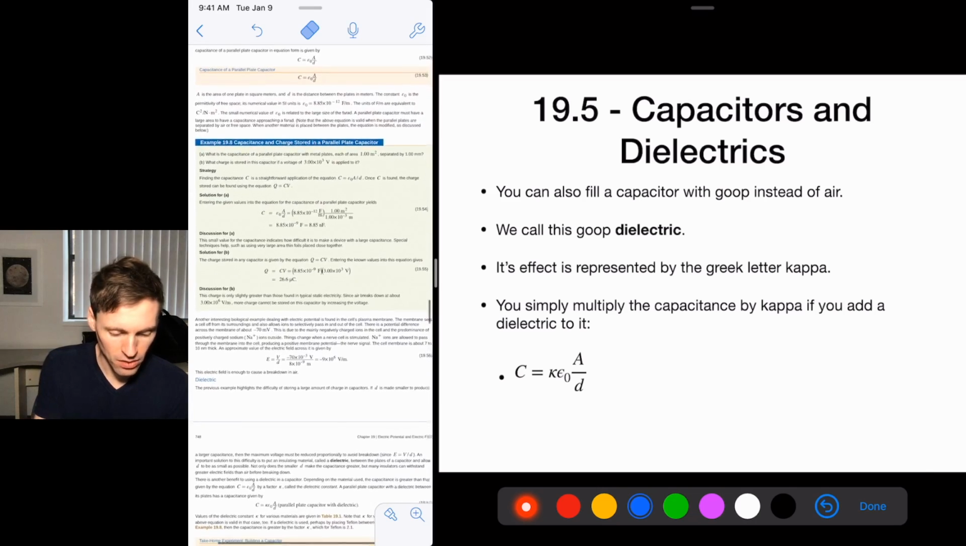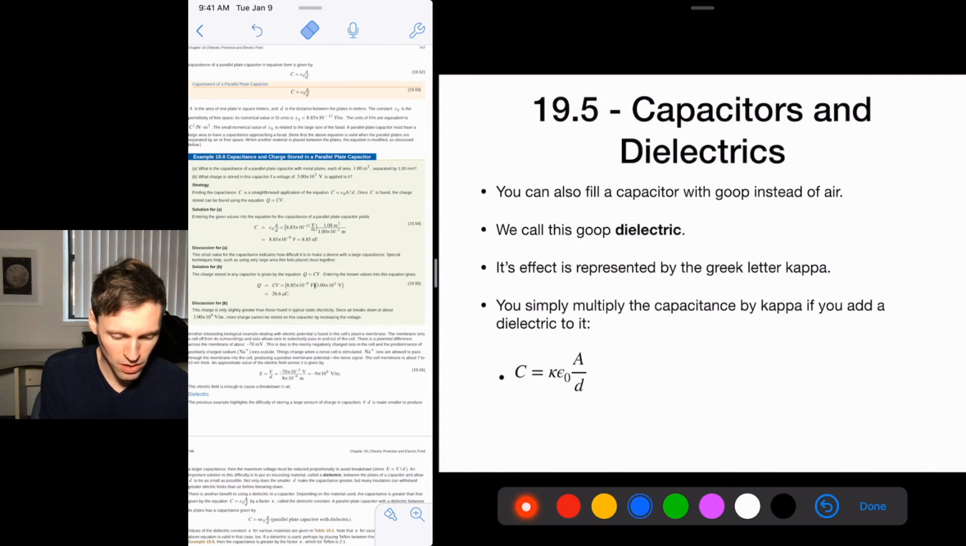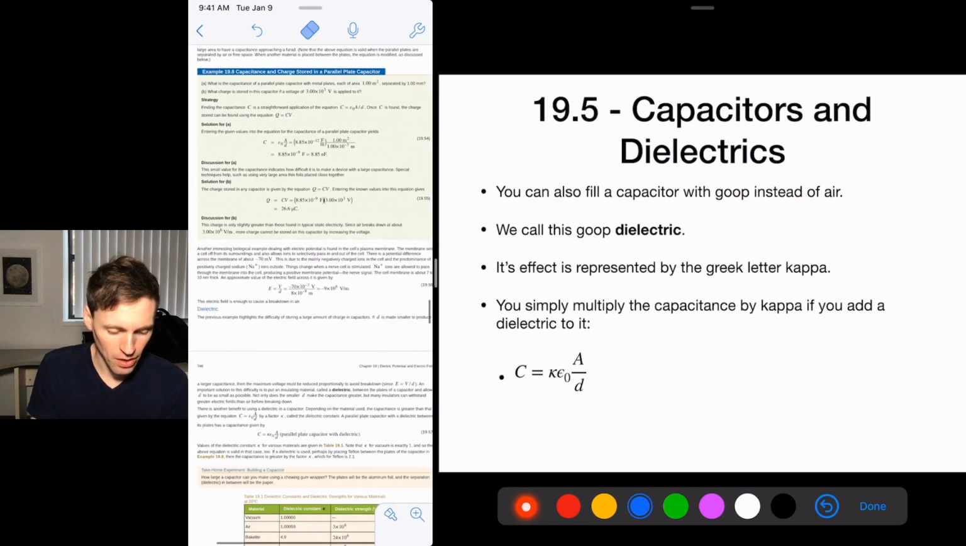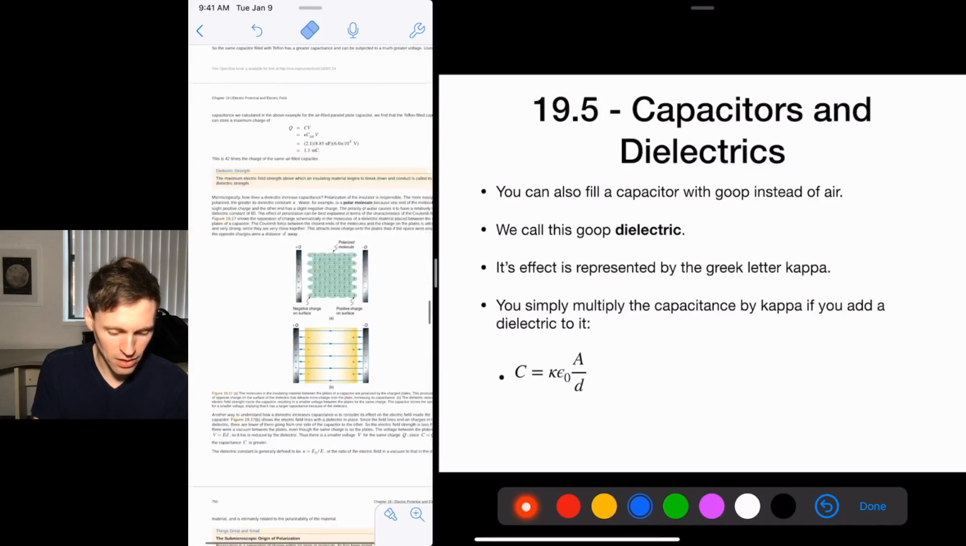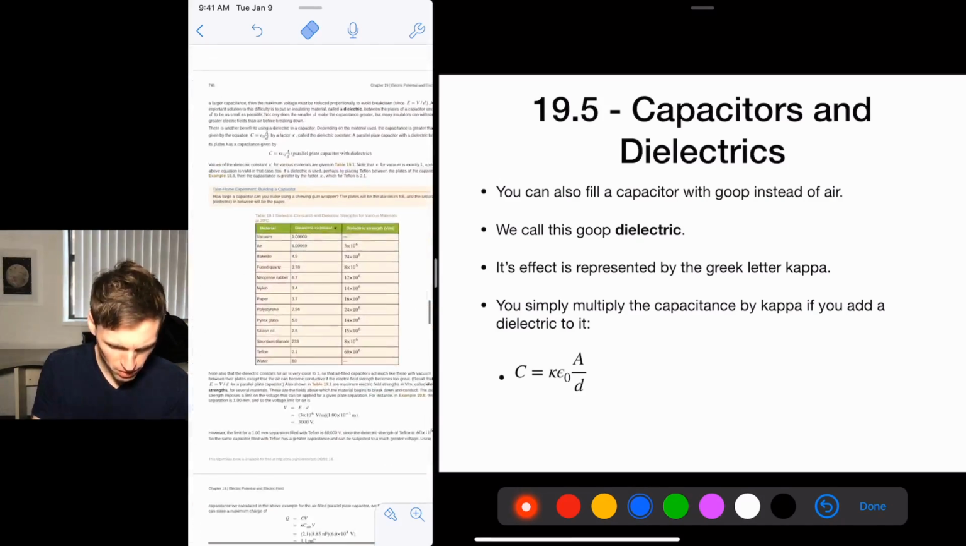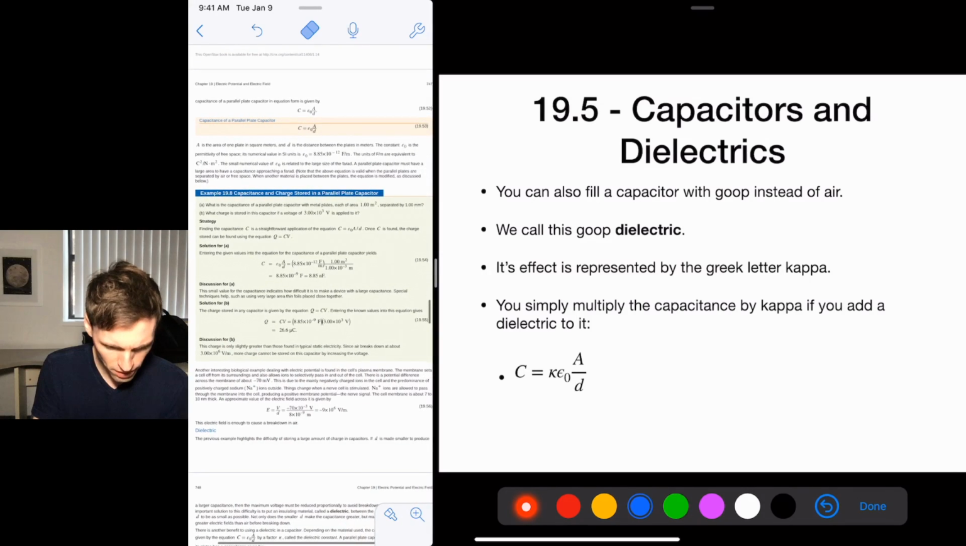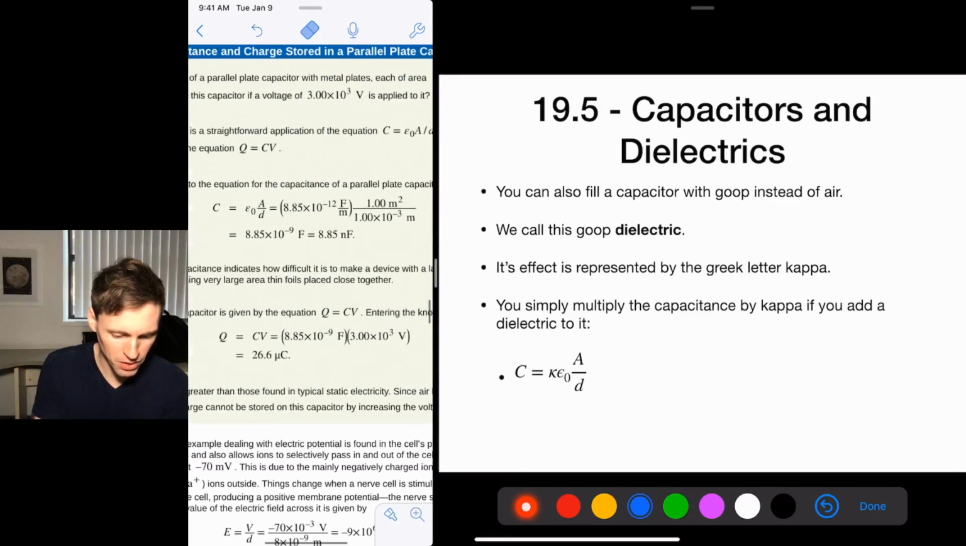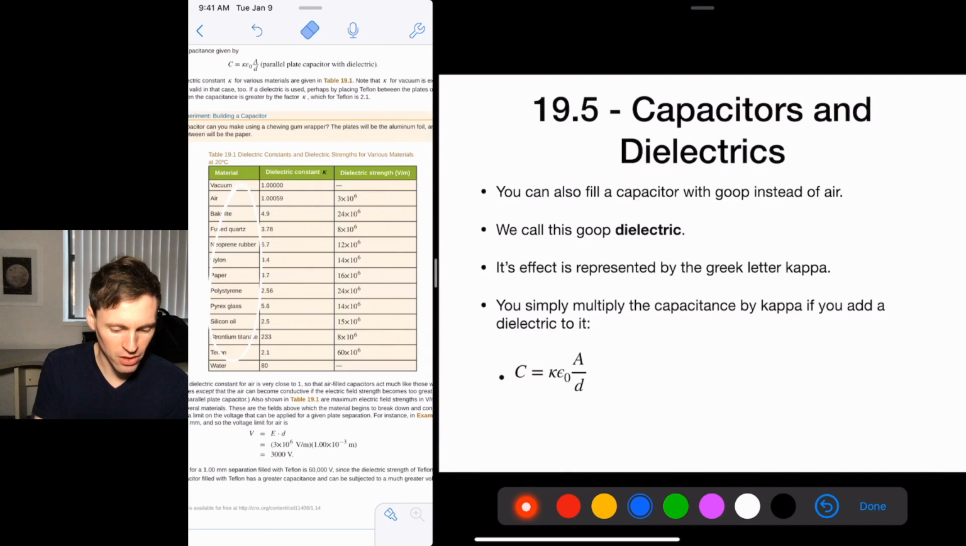In this example, they have the capacitance stored in a capacitor, with some cross-sectional area divided by a separation. You get 8.85 nanofarads, so 8.85 times 10 to the minus 9 farads. They don't have an example adding kappa, but if I wanted to, I could add a kappa and change this by some amount, which is found in this table. These different materials have these dielectric constants, kappa, so you can increase the capacitance.